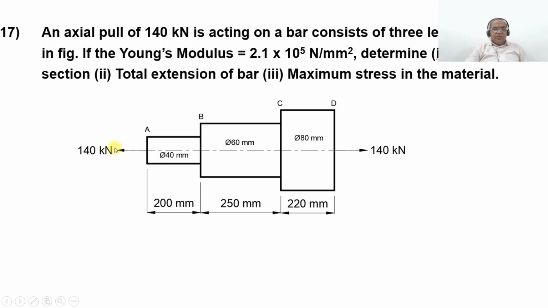So the axial tensile load of 140 kilonewton is applied across all the 3 sections, having diameters of 40 mm, 60 mm and 80 mm respectively, and lengths of 200, 250 and 220 mm respectively. So first, the stress in each section.